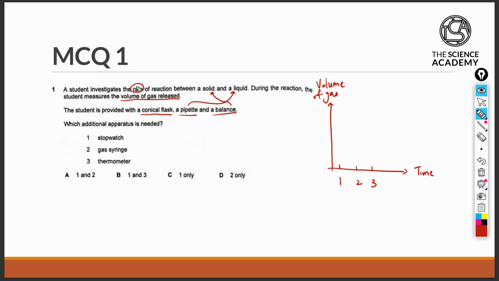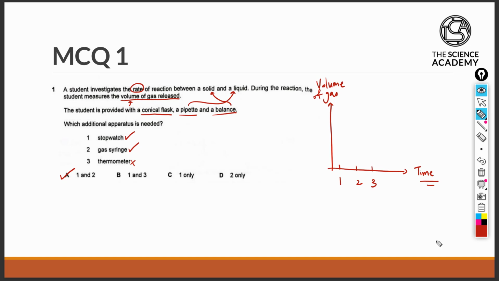Rate, also known as the speed of the reaction, is going to be a measurement with respect to time. So in this case, time is going to be the independent factor here, and what we're measuring is the volume of gas released with respect to time. So since time is a factor involved, the stopwatch is needed, and a gas syringe will allow us to measure out the specific volume of gas collected. There is no mention of any temperature change, so a thermometer is not needed in this experiment, leaving us with A as the correct answer.